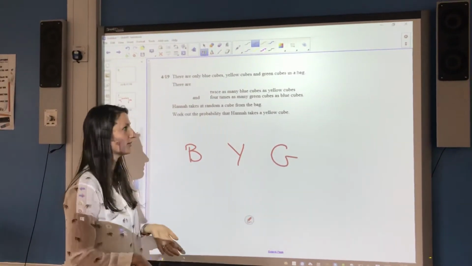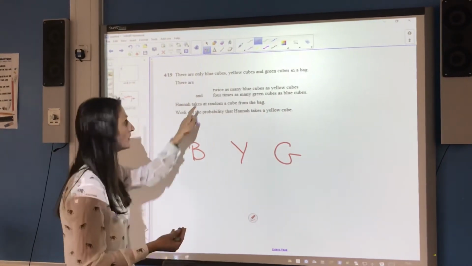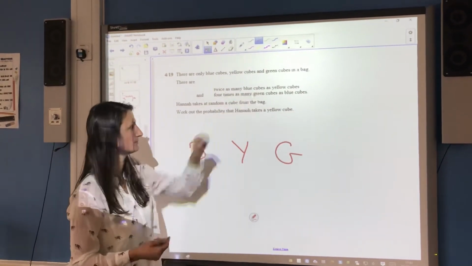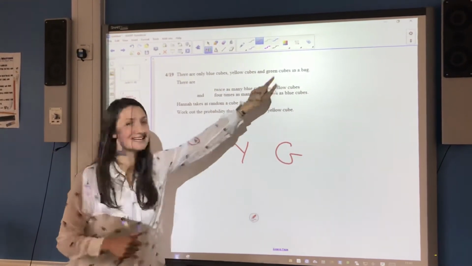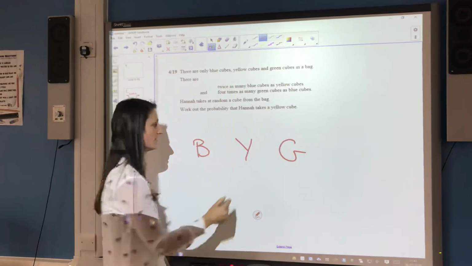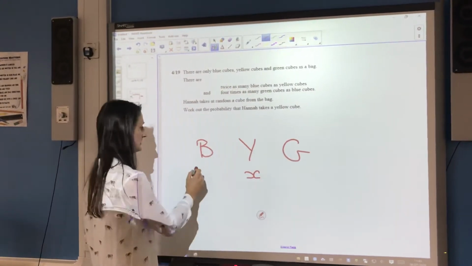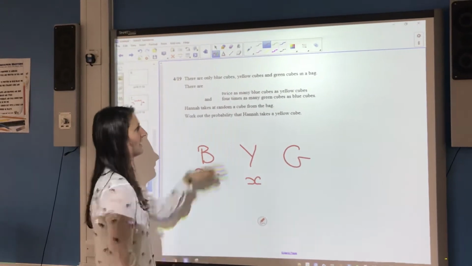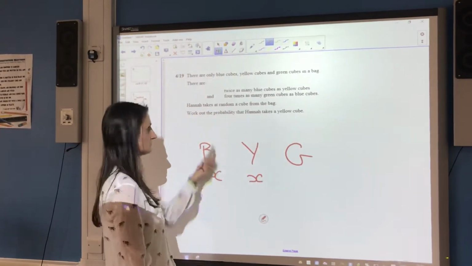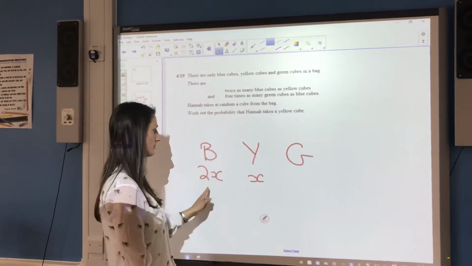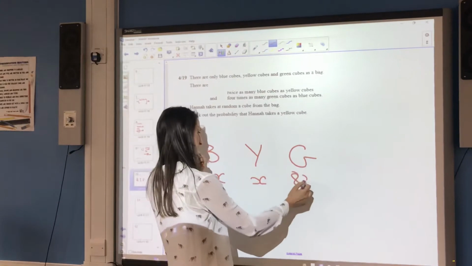You need to look and think, okay, well, I always want my X to be the smallest one. Well, I've got twice as many blue as yellow, and 4 times as many green as blue. So yellow is definitely the smallest. So that's the one I'll call X. So then blue is twice as many, 2 lots of X. And then 4 times as many green as blue. So 4 lots of the blue gives the green. So 4 times 2x is 8x.